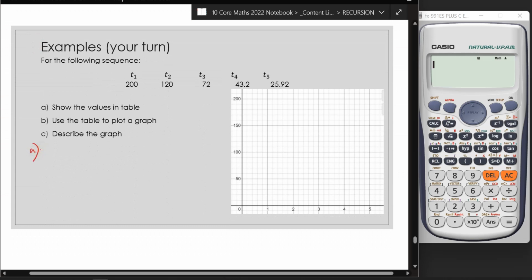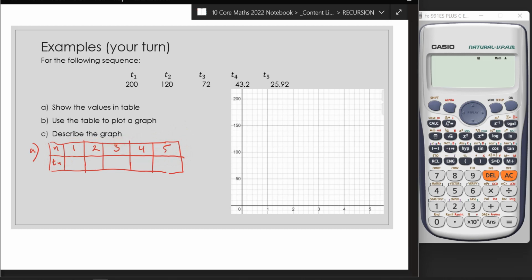All right. Question A, in a table, X and Y table. Make sure you give yourself space to write the values. There's 5 there, so 1, 2. Okay, like so. Remember, n is the term number, tn is the term value, and you've got 1, 2, 3, 4, 5 values. Let's put them in. So the first one, 200, 120, 72, 43.2, and then 25.92. Okay, let's graph this.